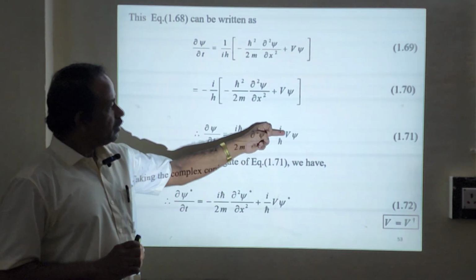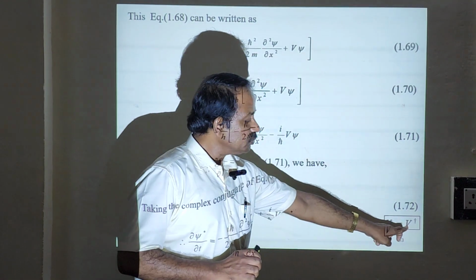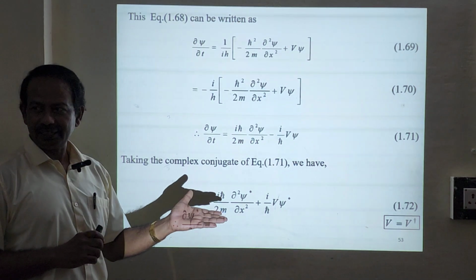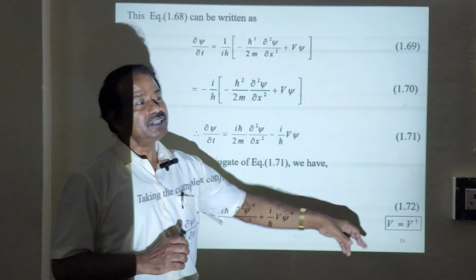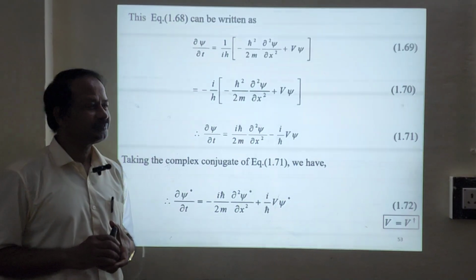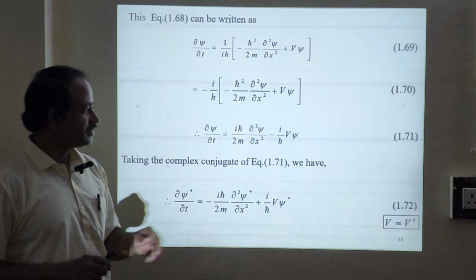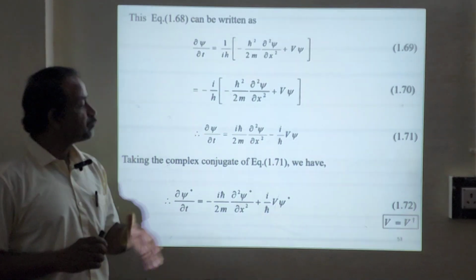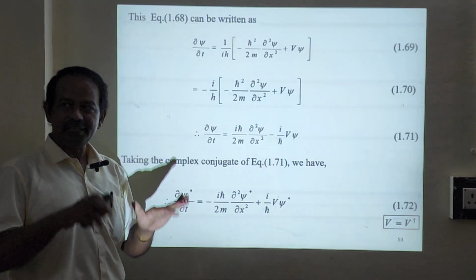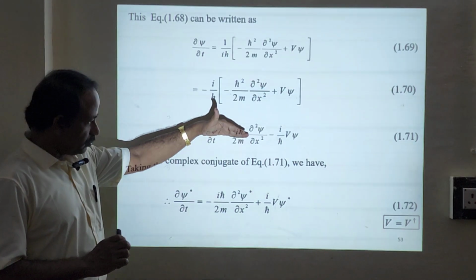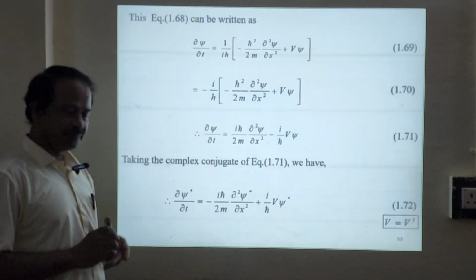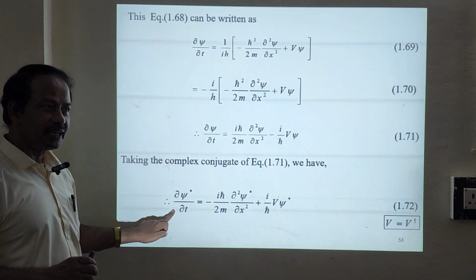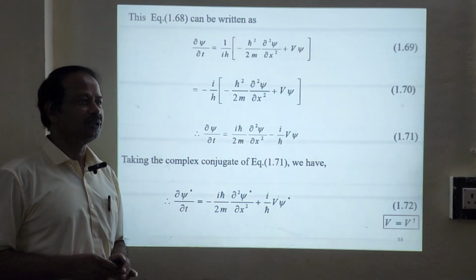So now we are going to assume V equals V dagger, that is, V is Hermitian. It means we will get real eigenvalues. We studied already that if it is Hermitian, we get real eigenvalues. So that's the reason V becomes V dagger itself. Now we have taken the complex conjugate of this. We know d psi by dt, we know d psi star by dt, so we can substitute in that equation 1.67.